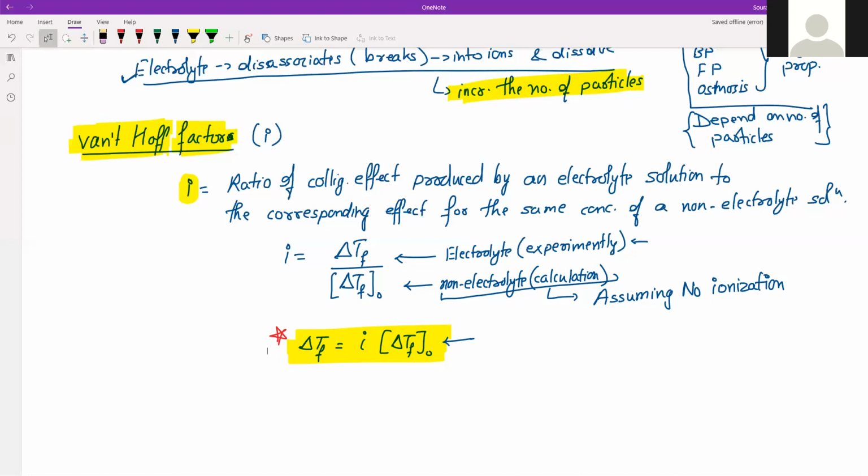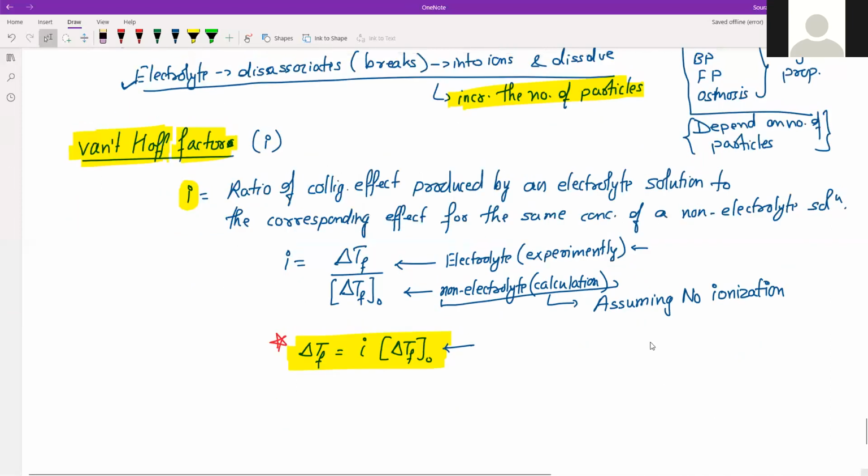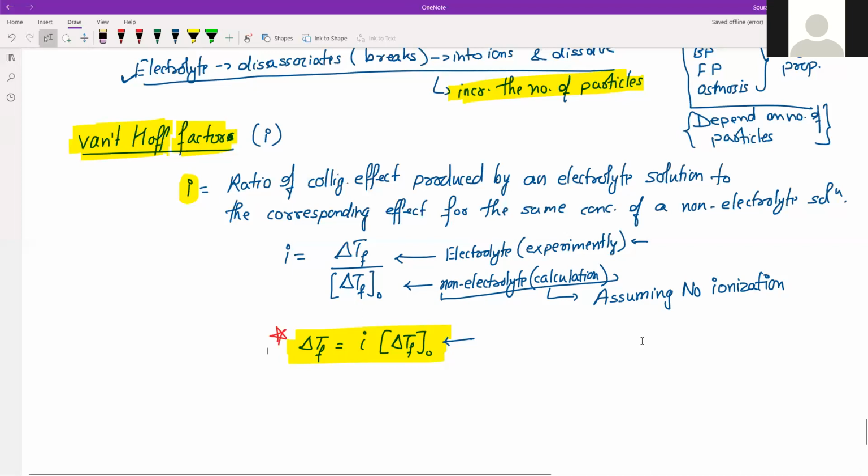So a similar relation you will get for delta Tb as well as Kf.